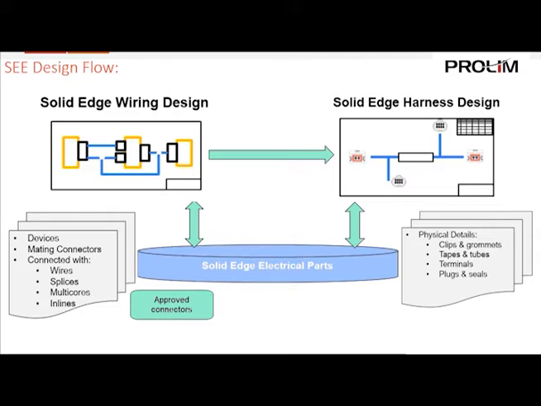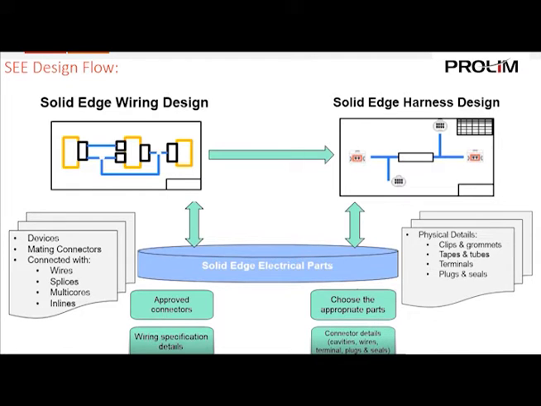For wiring designs, we want to have the approved connectors that mate with the approved devices, and we can add specific details to the wiring as we go. In the harness area, we want to be able to choose the appropriate tapes and tubes, clips, grommets, and all the details of the connectors and their cavities, wires, terminals, plugs, and seals. These all need to be fed by the repository of standard parts. In Solid Edge Electrical parts, we can model all the devices and their IOs and electrical characteristics along with them. We can also model the available connectors and cavities along with all the physical details of the tapes, tubes, and grommets.